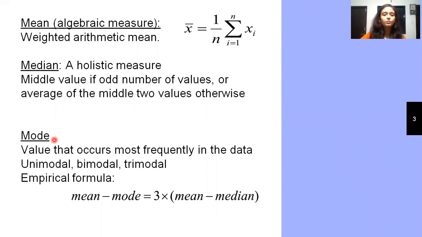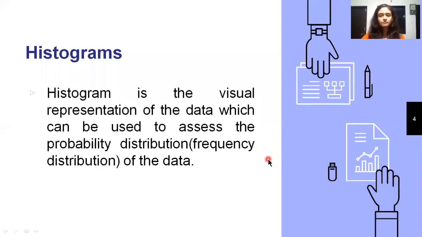Next comes the mode. So what is the mode? The value that occurs most frequently in the data is called the mode. We have an empirical formula related to mean, median and mode, that is mean minus mode is equal to 3 into mean minus median. Now next we will see what histograms are. This is the definition of histogram: it is the visual representation of the data which can be used to assess the probability distribution, or we can say the frequency distribution, of the data.